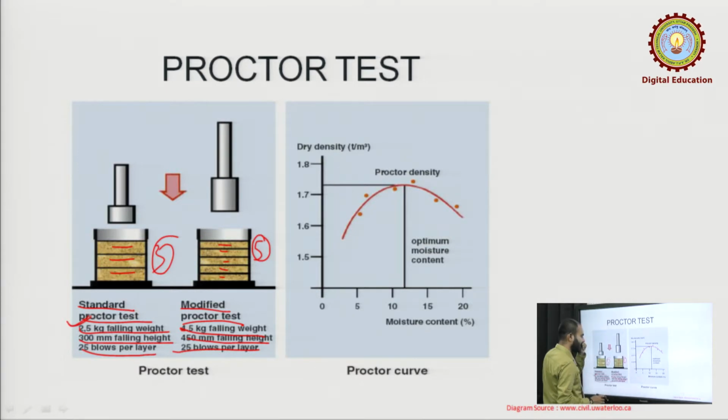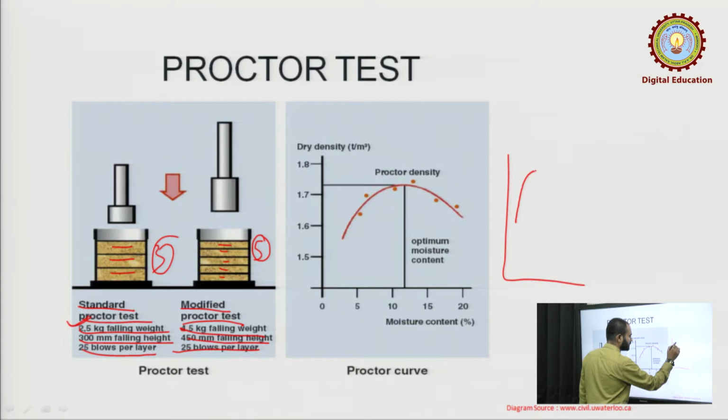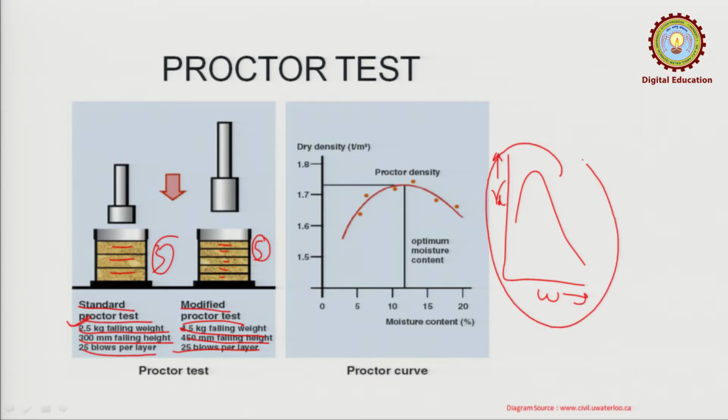Now if you remember, we had found the compaction curve. This is W here and gamma d was here. This curve is actually obtained from this test only. You can see this is the Proctor curve or compaction curve. This is the dry density and this is the moisture content.